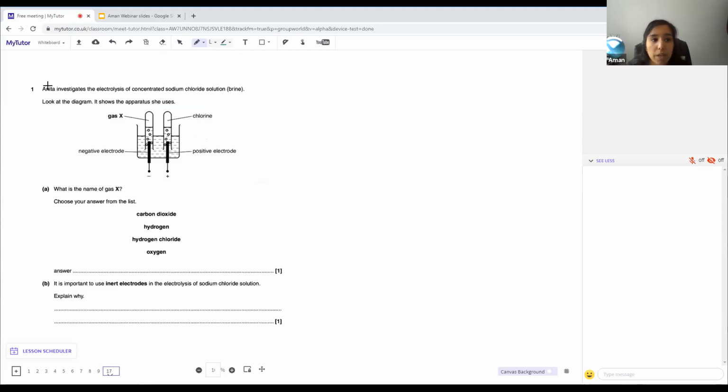Okay, so Anita investigates the electrolysis of concentrated sodium chloride solution. So brine, it's like what we covered today. What is the name of gas X? So have a look at which electrode it's referring to and then think about which gas it is that's being produced. So it's brine. Remember, it's aqueous solution. Yes, good. Someone's just sent me the answer in capital letters. You are correct. Well done.